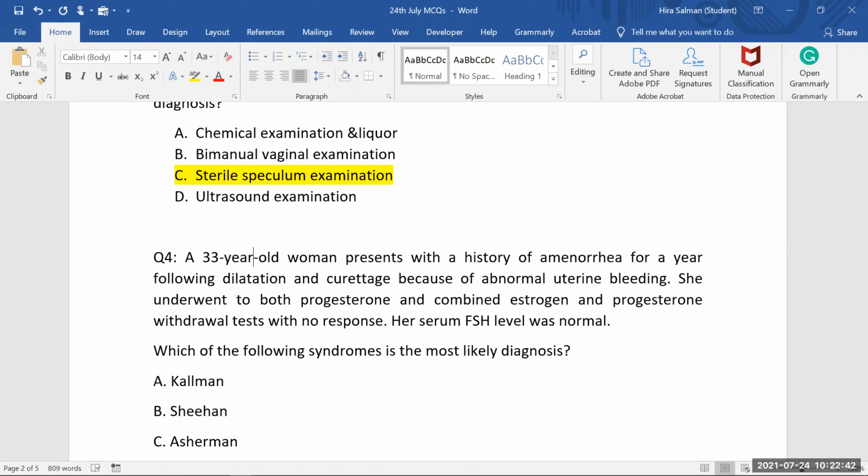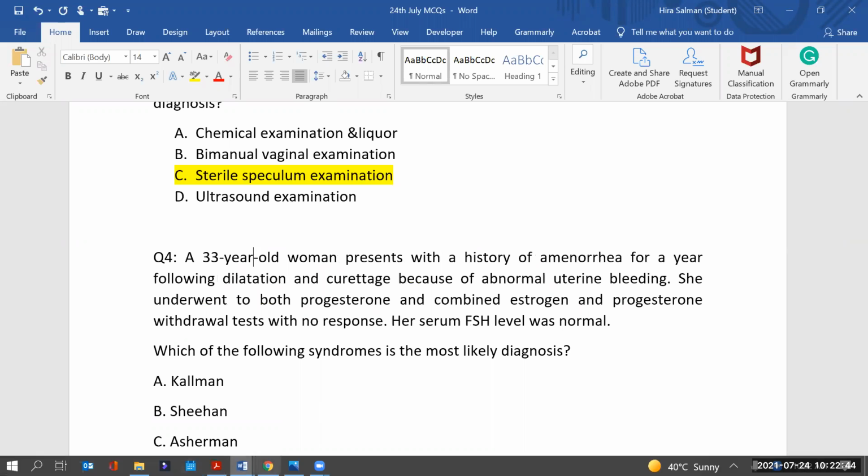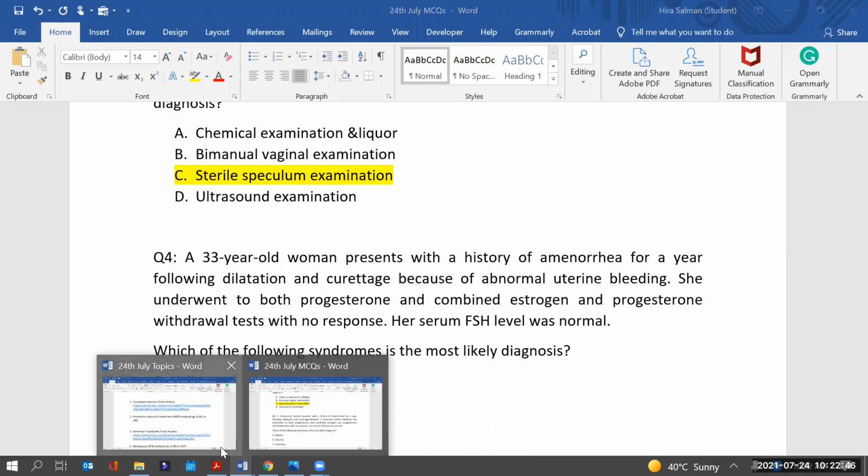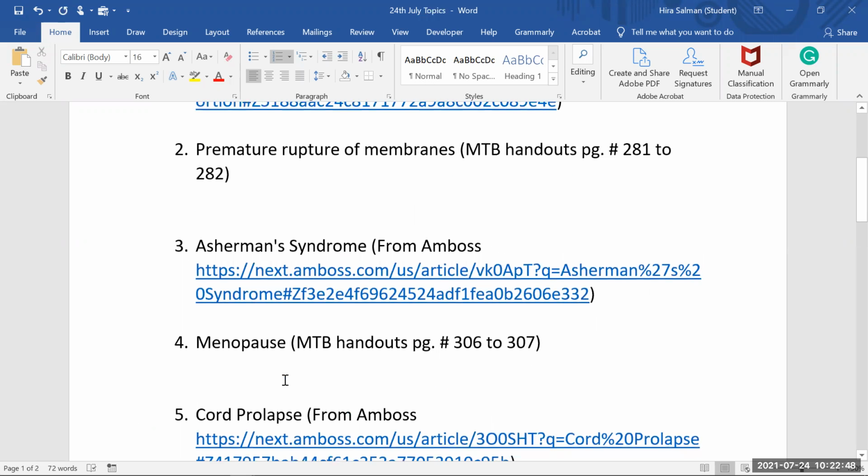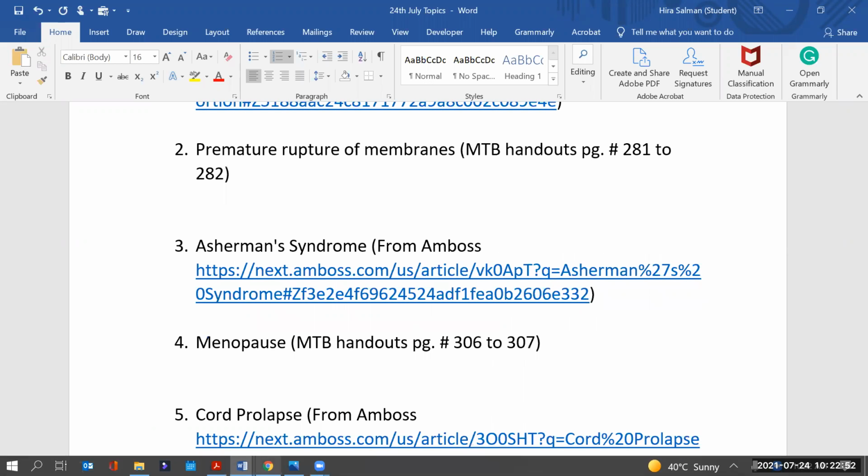Okay, then we have this one. We'll go for the theory first. Then we have the next syndrome, that is Asherman syndrome. It's not much in detail in the MTB, so we'll go for AMBUS.